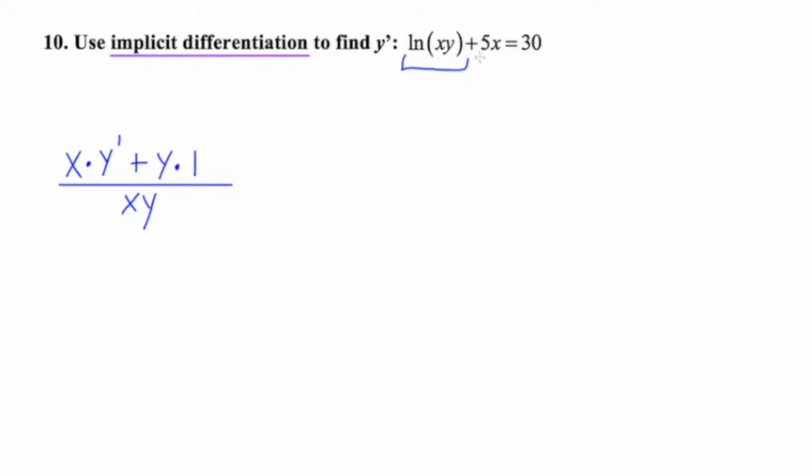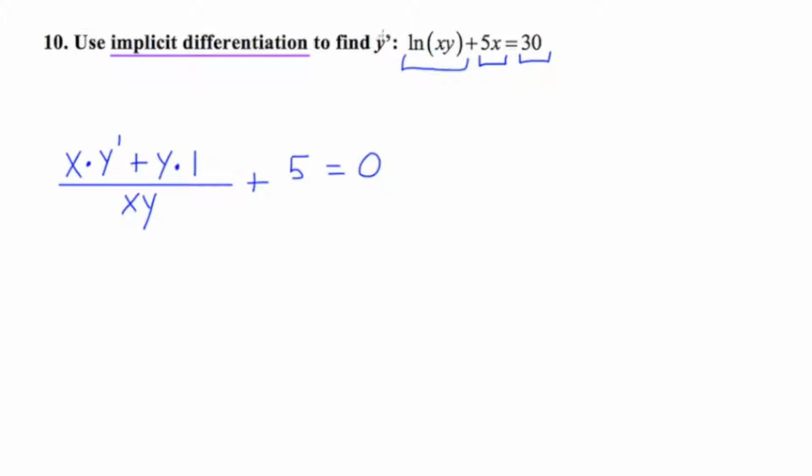So let's move to the second term. The derivative of 5x is just 5, so that's actually pretty easy. And now we'll travel to the last term, which is 30. And the derivative of a constant is just going to be 0.